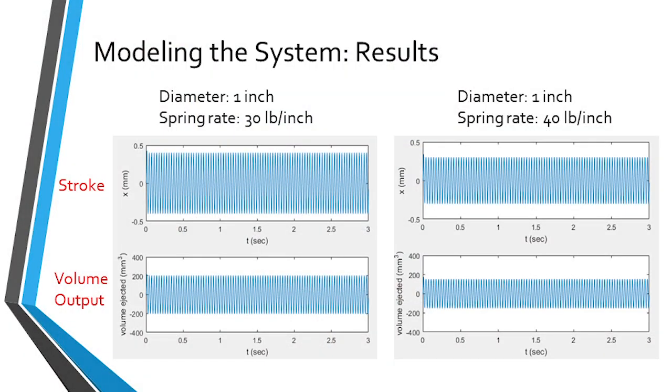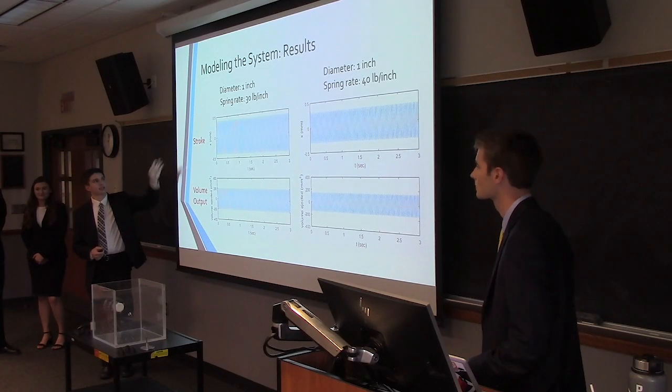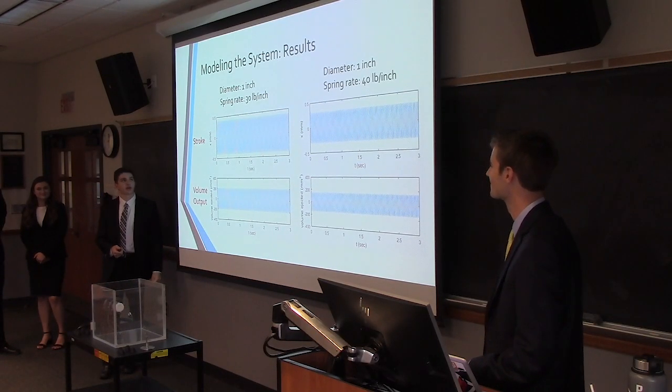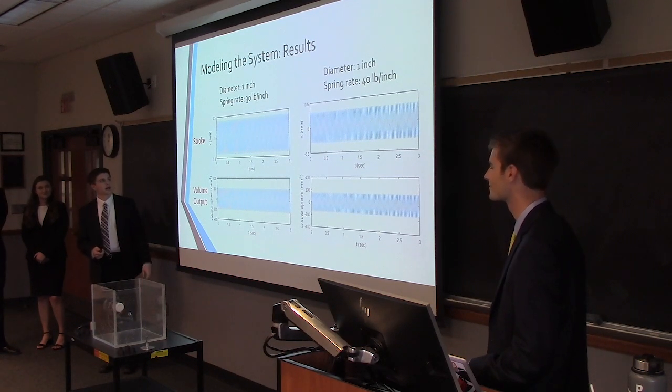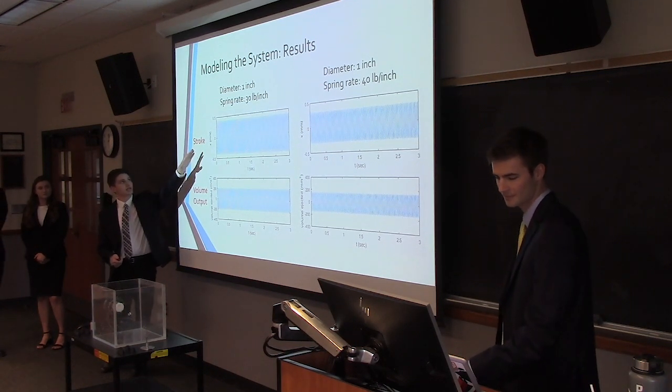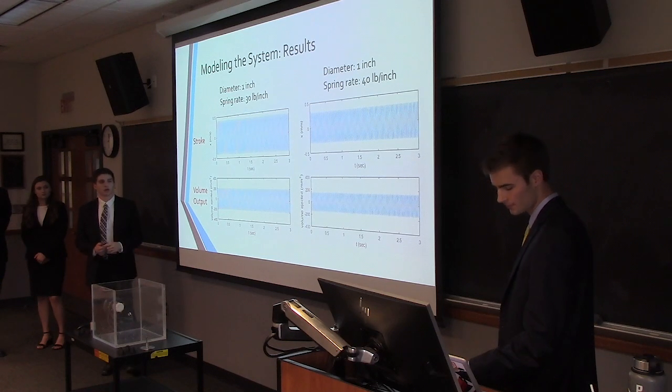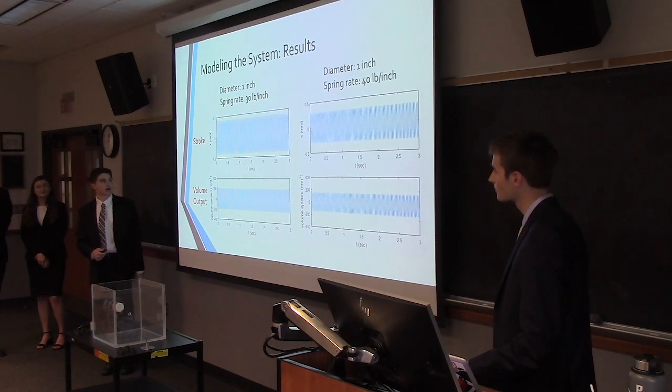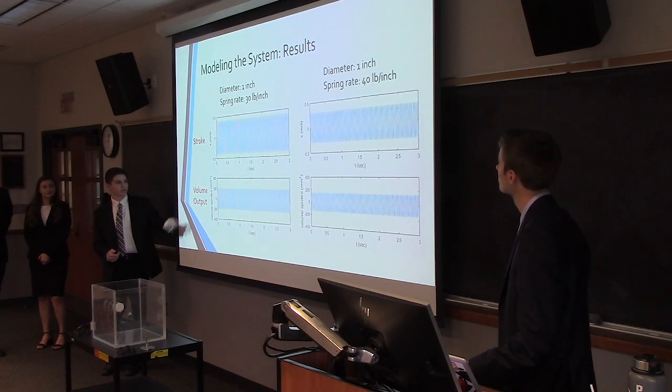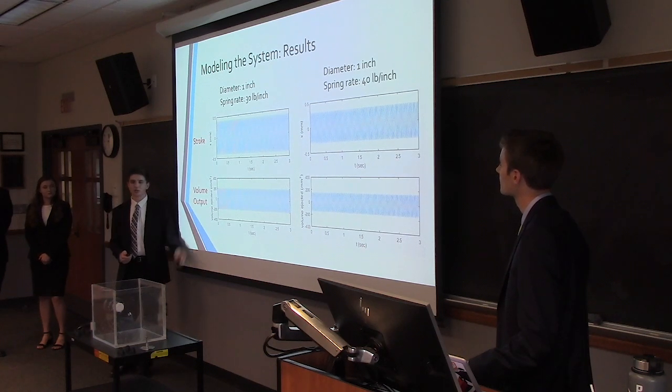So here are 2 different cases, 2 different plots from our code. In the first case, I input a diameter of 1 inch and a spring rate of 30 pounds per inch. And here you can look at the stroke. It's close to 1 millimeter total of stroke peak to trough, and the volume output is about 200 cubic millimeters.